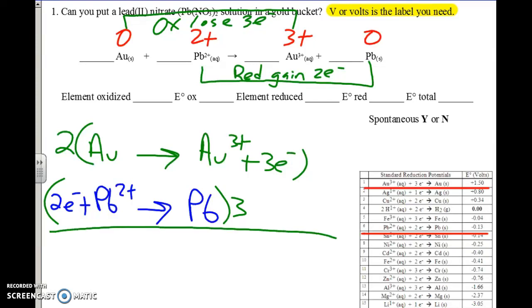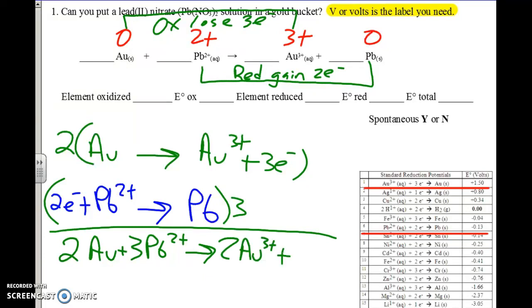And if we do that, we get 2Au, we get 3 Pb2 positive, the electrons cancel out, you get 2 gold ions, and you get 3 lead. Okay, and those numbers are going to go up here, 2, 3, 2, 3. Okay, so all that stuff is the exact same stuff that we have been doing before. But now we have to assign voltages.